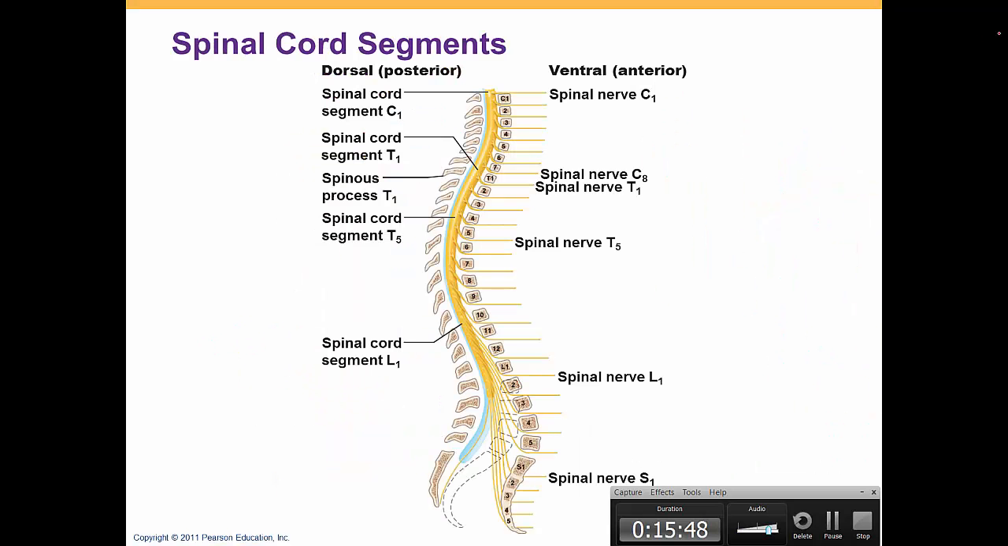Here's a lateral view of your segments. As you can see up to this point here, I have my spinal nerves from the cervical region. Then I have from the thoracic region, then the lumbar region, then the sacral region, and finally the coccygeal region.